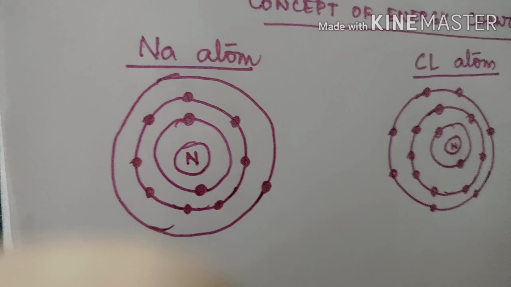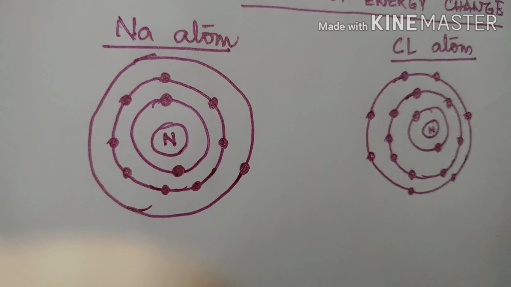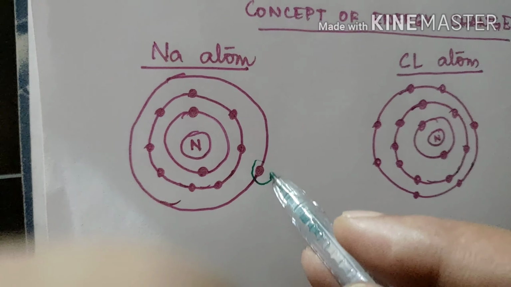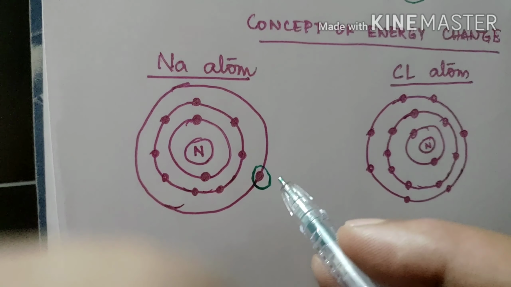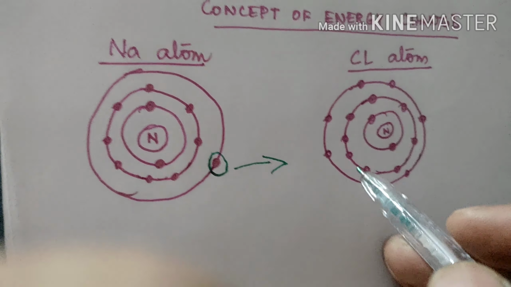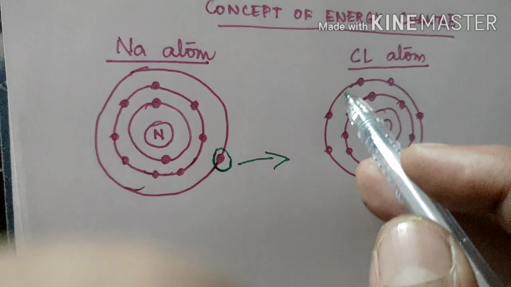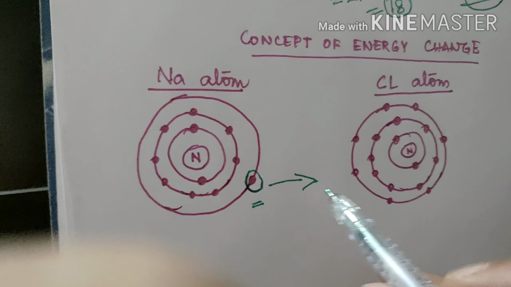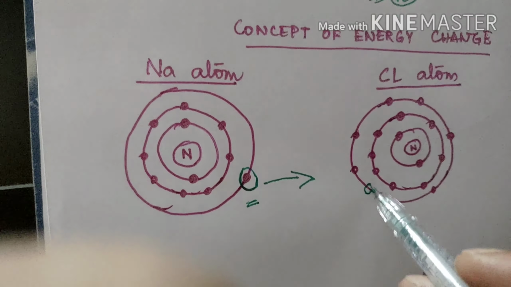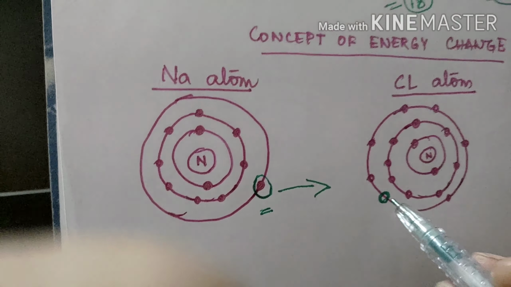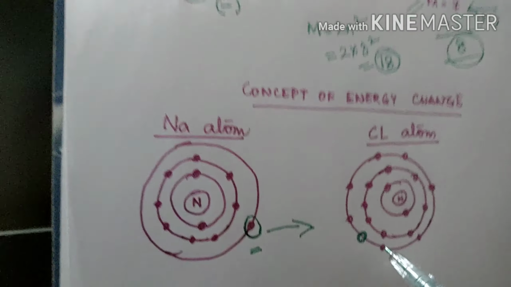Now we will discuss how compounds are formed by transfer of electrons. Here you see one electron is in the outermost shell of a sodium atom. So if I release this electron, it will be easily and gladly accepted by the chlorine atom, which has 7 electrons in its outermost shell, to make it 8 in its outermost shell.